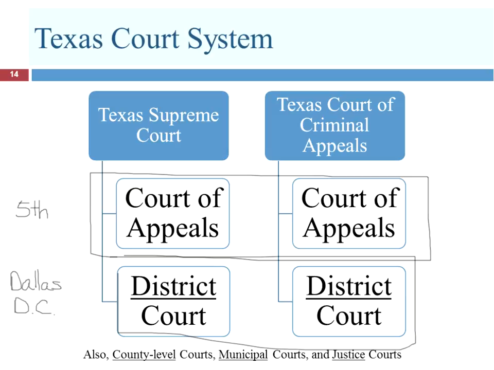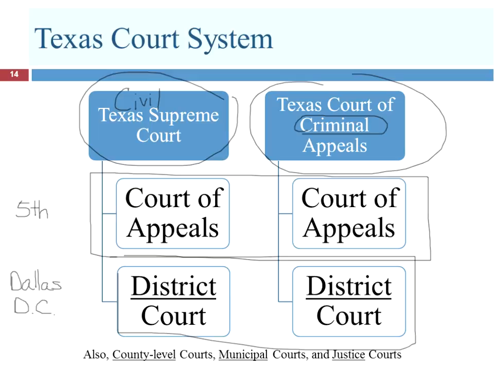We bifurcate, though, when we get to the highest court in the land. And if it's a civil matter, it's going to be the Texas Supreme Court. If it's a criminal matter, it's going to be Texas Court of Criminal Appeals. Sometimes when people see these names, they think, well, this sounds more important than this court. After all, it has the word Supreme in it. But that's not really true. This is the Supreme Court for criminal matters, and this is the Supreme Court for civil matters.